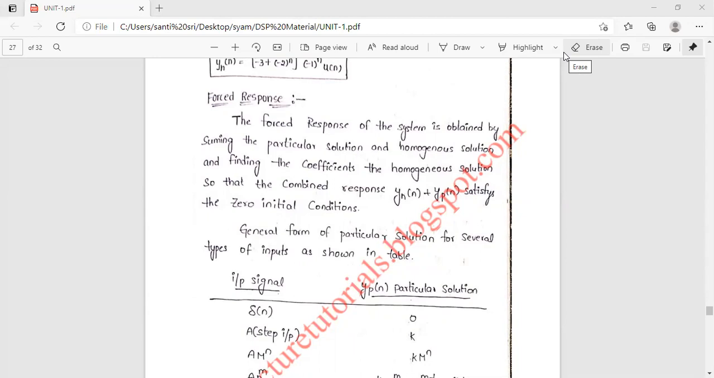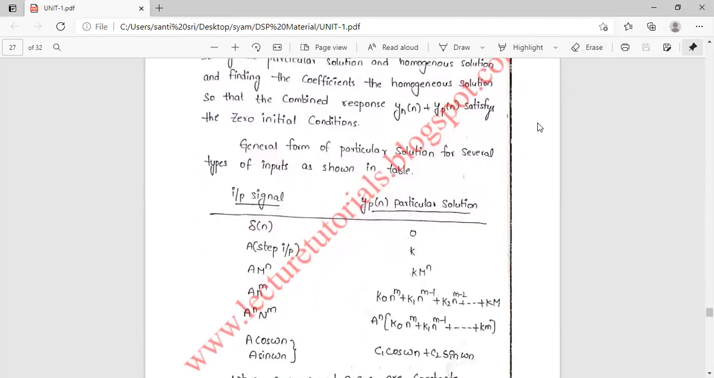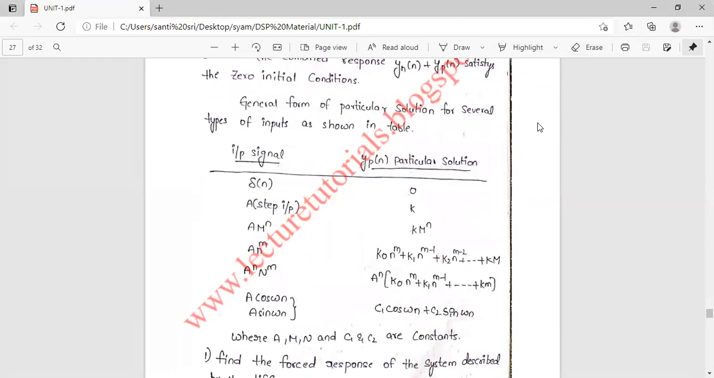A general form of the particular solution for several types of inputs is as shown here. This is the input signal, and yp of n is the particular solution. For delta of n, the impulse function, the particular solution is 0. For step input a, the particular solution is k. For a into m power n, it is k into m power n. For a into n power m, it is k0 into n power m plus k1 into n power m minus 1 plus k2 into n power m minus 2, up to km.